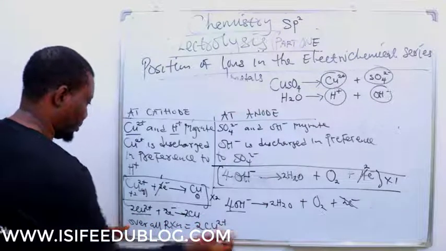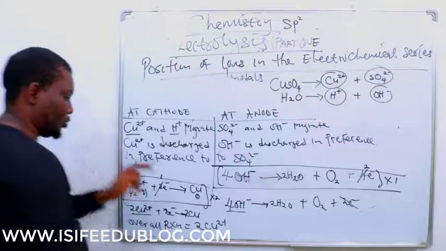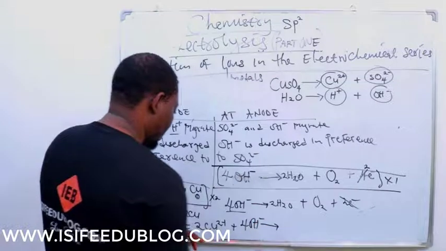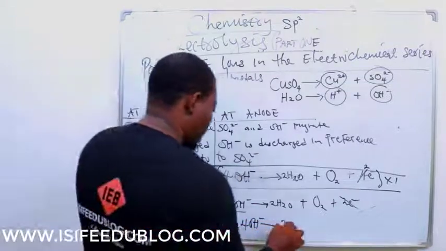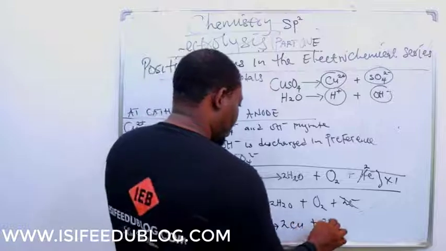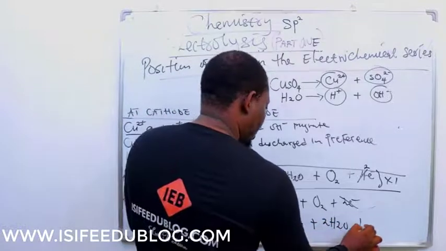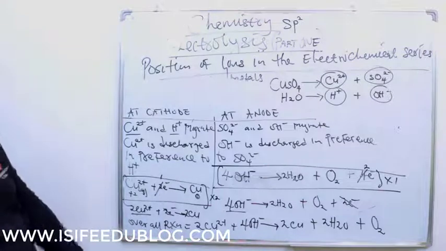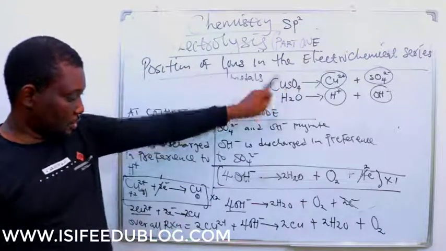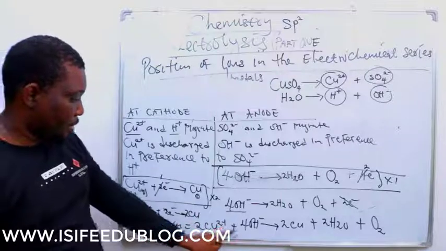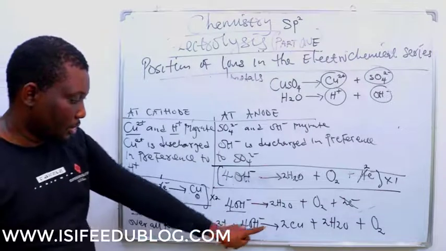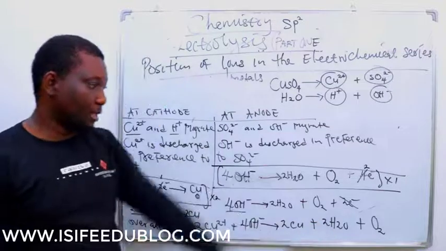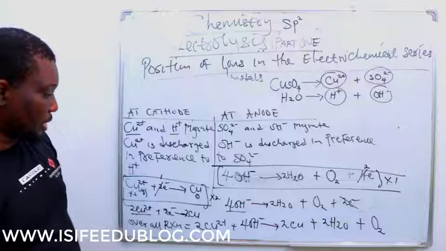So my overall reaction now will be what? 2Cu2+. Pick one here, this has cancelled, so I come here and pick 4OH minus. So if I come to the products, I'll pick 2 copper, I'll pick 2H2O plus O2. This is the overall reaction for the electrolysis of this salt. So we have 2 copper ion plus 4 hydroxyl ion. It gives me 2 copper atom. It gives me 2 molecules of water and 1 molecule of oxygen gas liberated.